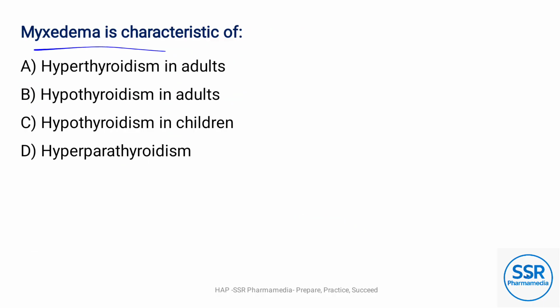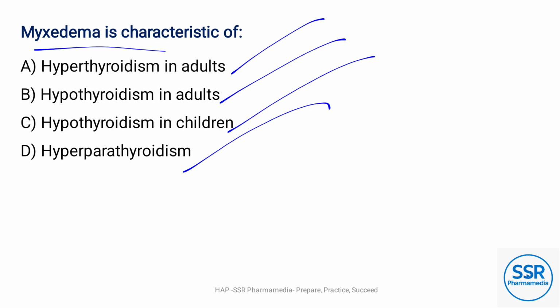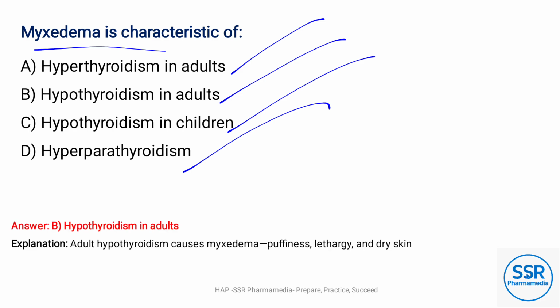Myxedema is characteristic of: option A, hyperthyroidism in adult; option B, hypothyroidism in adult; option C, hypothyroidism in children; option D, hyperparathyroidism. So the answer is option B, hypothyroidism in adult. Adult hypothyroidism causes myxedema, which leads to puffiness, lethargy and dry skin.